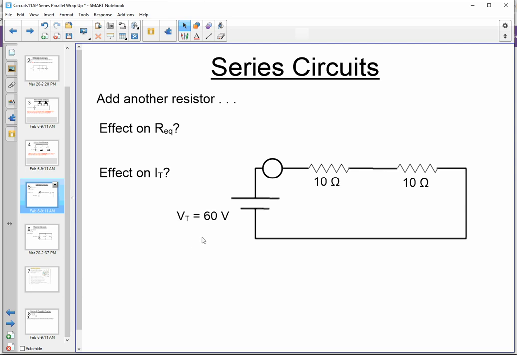We should also be able to think about what's going to happen when you change a circuit. For example, what would happen if we added another resistor to the following circuit? We would want to know what would happen to R equivalent and what would happen to I total. You might want to pause the video while you think about what would happen to these two quantities if you added a third resistor.